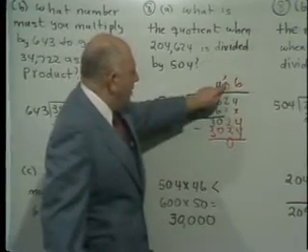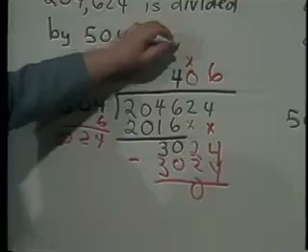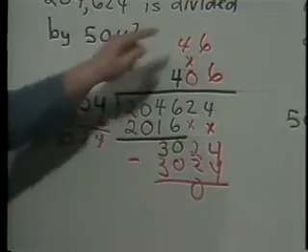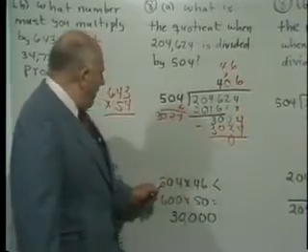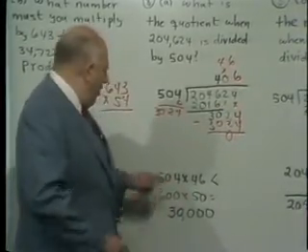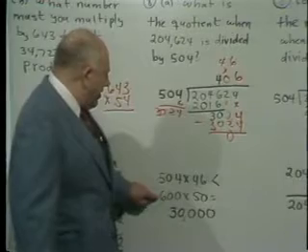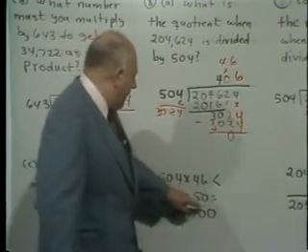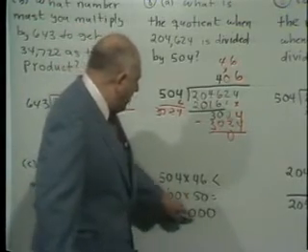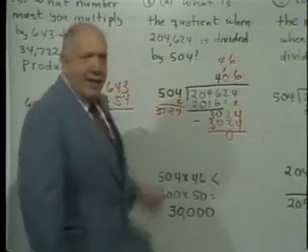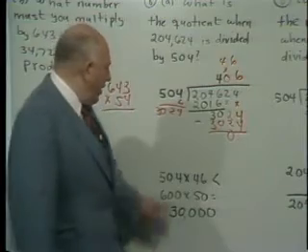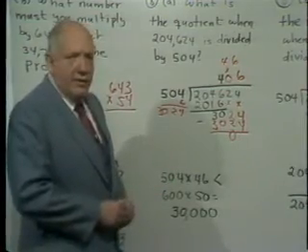Because if you leave the 0 out and put the 6 in, what does that make the 4? It makes the 4 4 tens, and the answer is 46. Now you see, take a look over here. 504 times 46. Well look, 504 is less than 600. 46 is less than 50. 600 times 50 is 30,000, and that's too big to be the right answer here. That's way less than 204,624, so this must be the wrong answer.